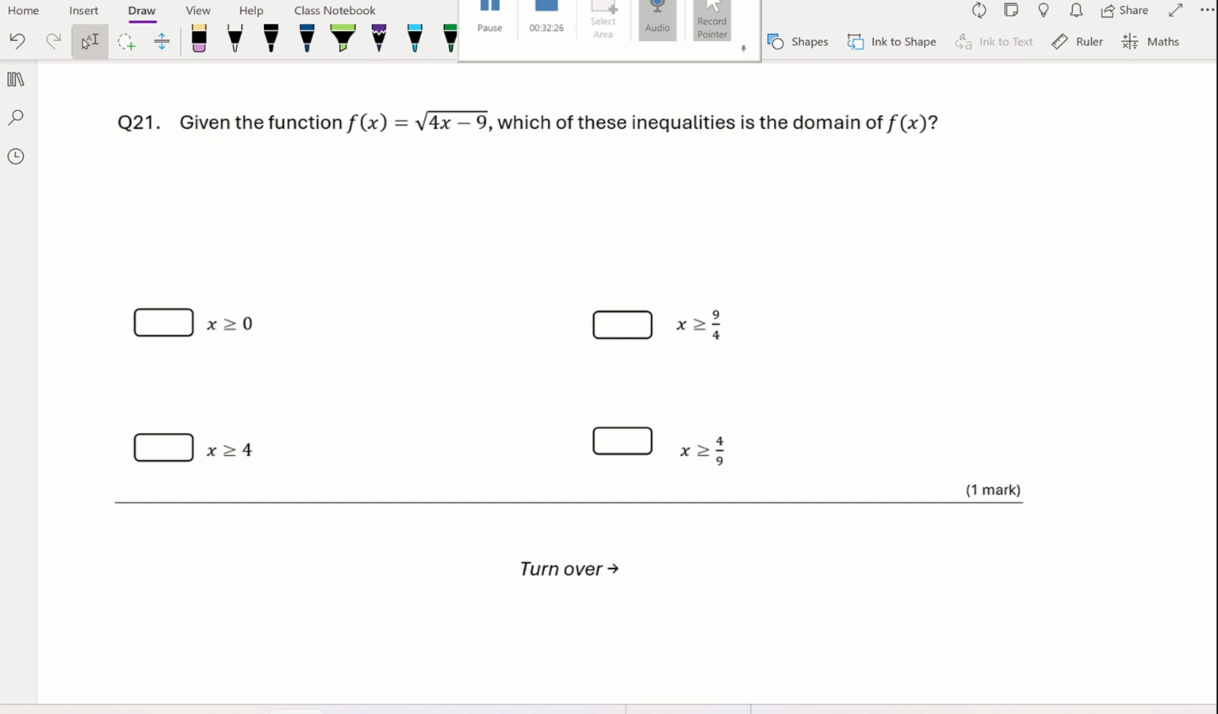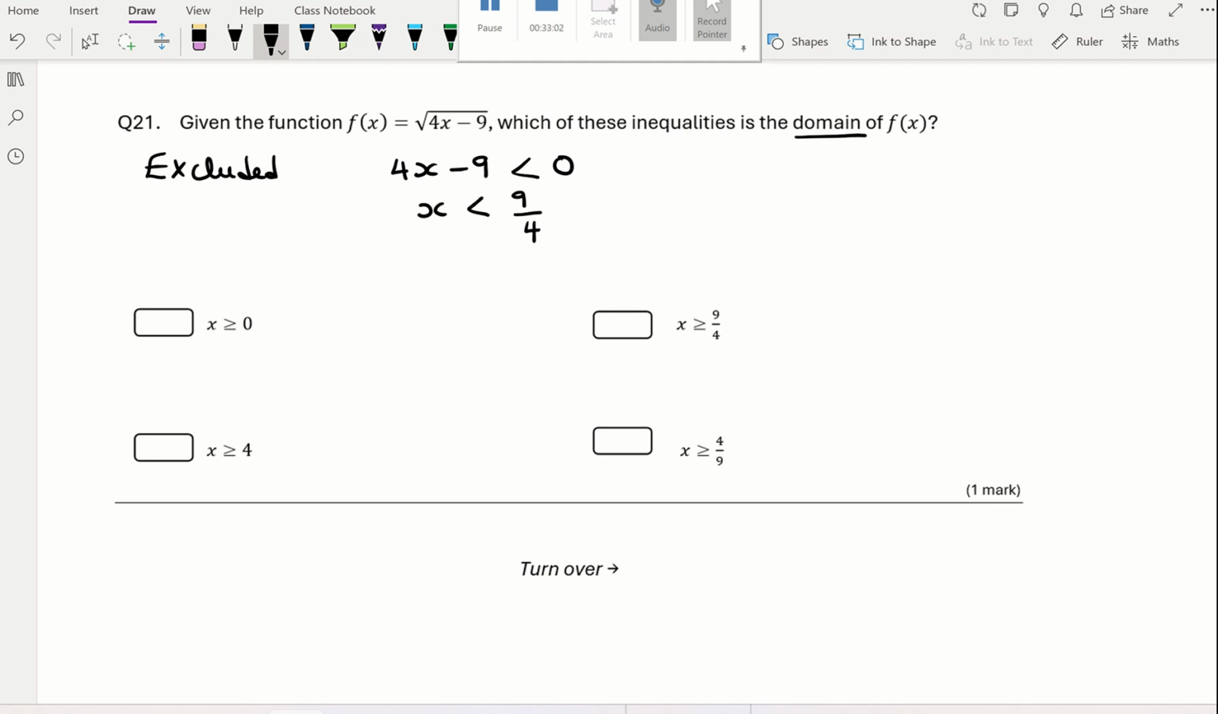Given the function the square root of 4x minus 9, which of these inequalities is the domain? The first thing I would do is find what's excluded. Anything inside the square root cannot be negative. Therefore, 4x minus 9 cannot be smaller than 0, which means that x cannot be smaller than 9 over 4.